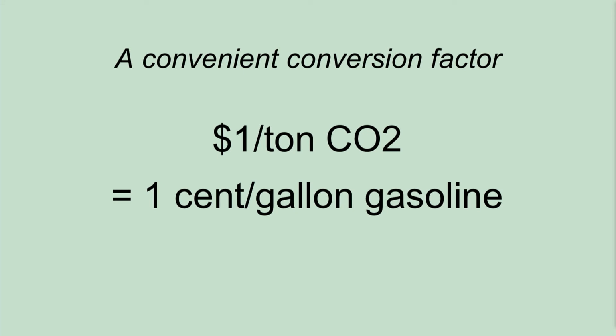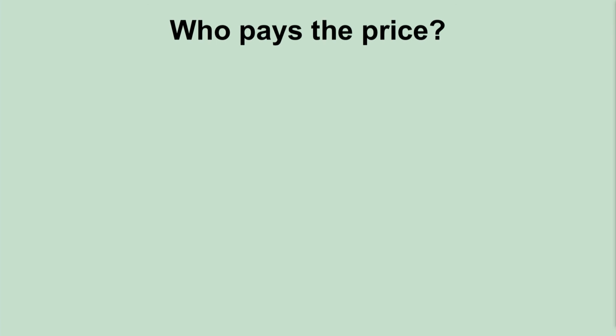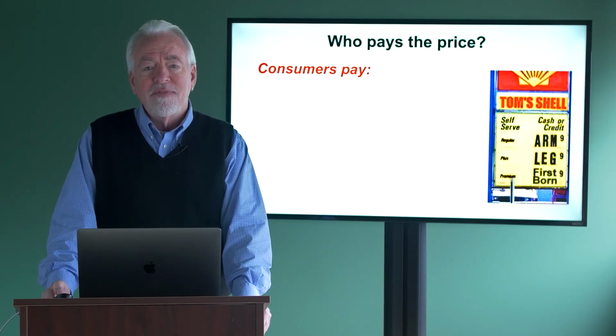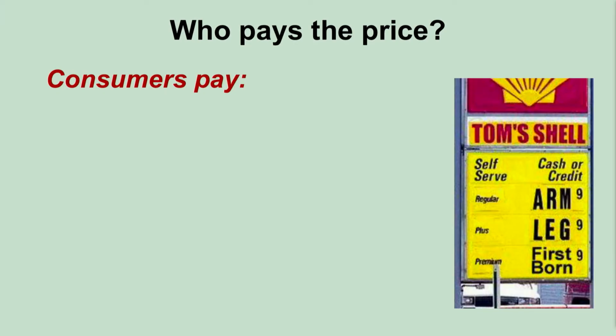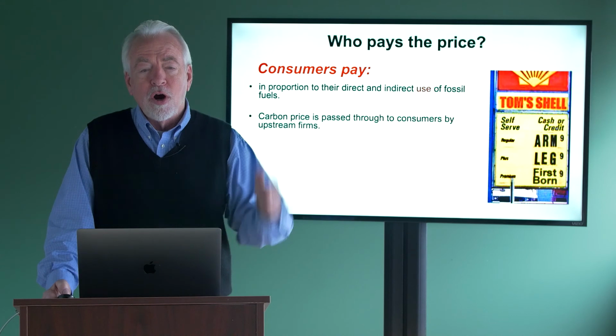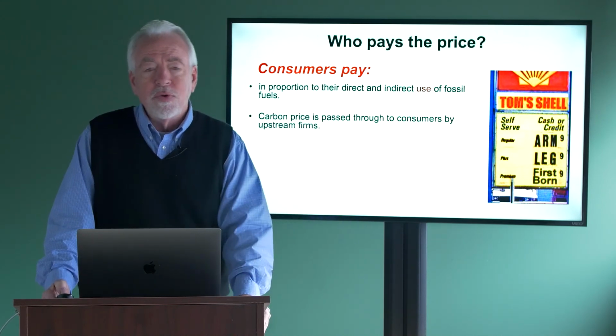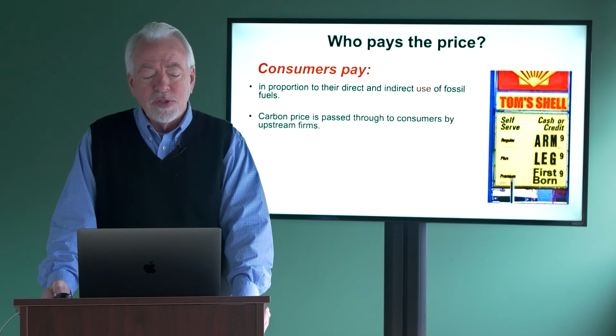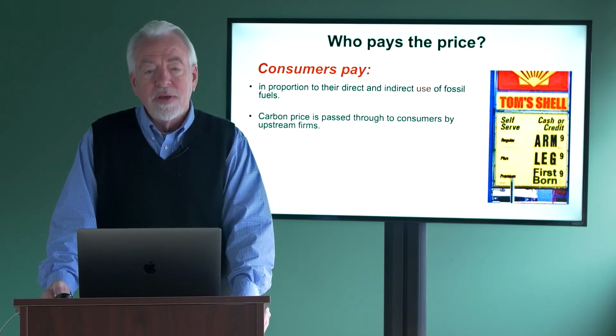Who pays the price if we put a price on carbon emissions? Where does that money come from? At the end of the day, it comes mainly from consumers, from people like you and me, people who consume energy, who consume it directly in the form of gasoline, for example, for our automobiles, or electricity in our homes, and indirectly through our consumption of everything that's produced and distributed using fossil fuels, which is most things in our economy. Consumers pay in proportion to their direct and indirect use of fossil fuels. The carbon price imposed upstream where the fuel enters the economy gets passed along to consumers as part of the cost of providing them with energy.